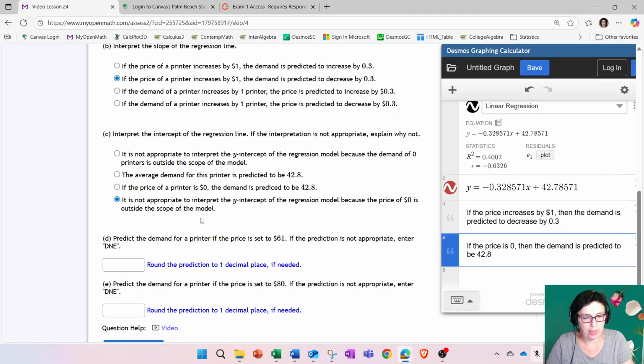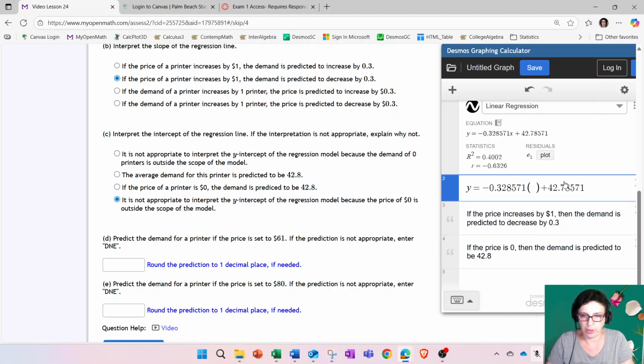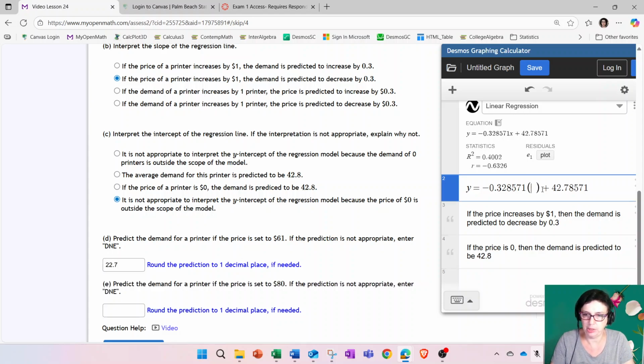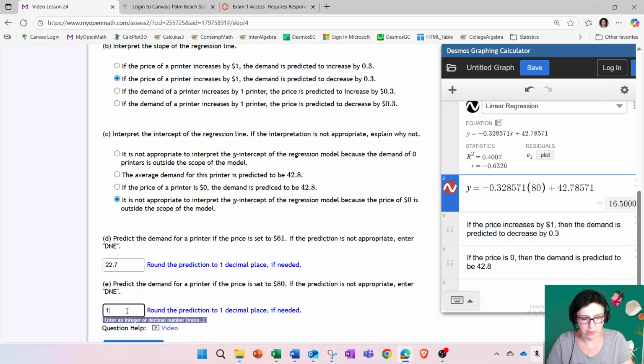All right, now let's go ahead and do the predictions. So to do the predictions, we just replace the x value with parentheses, and whatever x value we see, we put it in parentheses. Now we do want to round this to 1 decimal place, and then let's also gonna do the same thing for 80. So that would be 16.5.